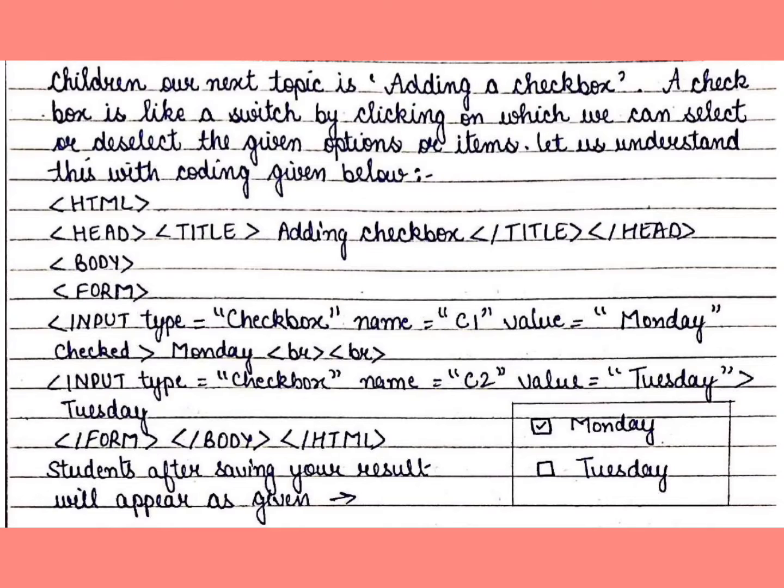Children, here type is equal to checkbox indicates that checkbox is the interface element. Name is equal to C1 specifies the name of the checkbox by which it will be identified. And value is equal to Monday specifies the value that will be assigned to the checkbox when it is in the checked state. And checked causes the checkbox to be on, that is checked, when the form is first created.